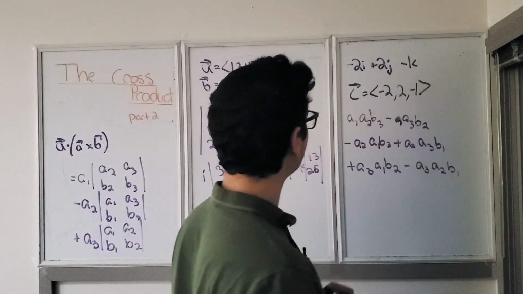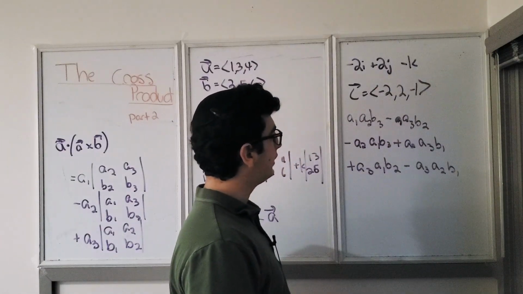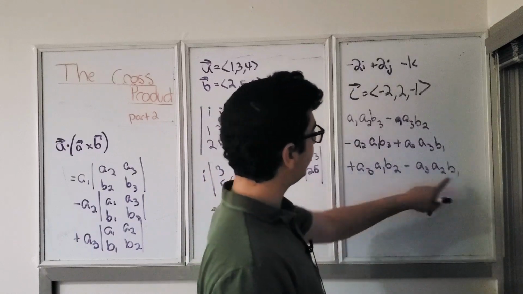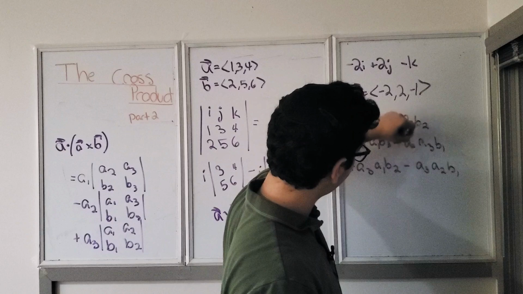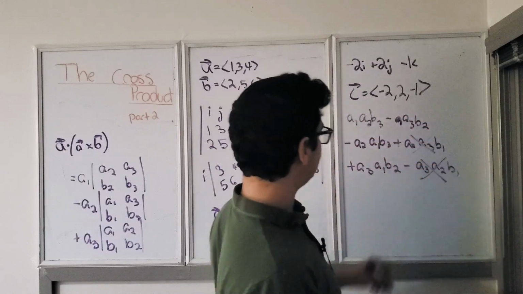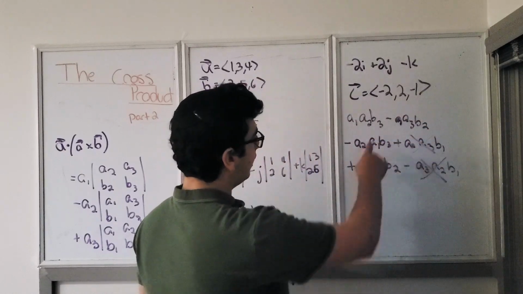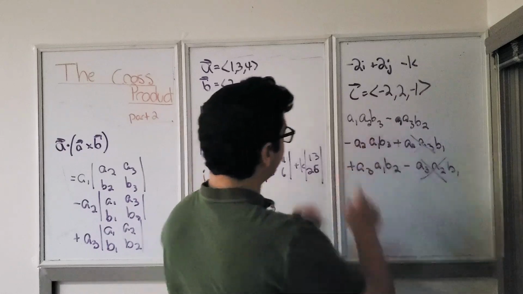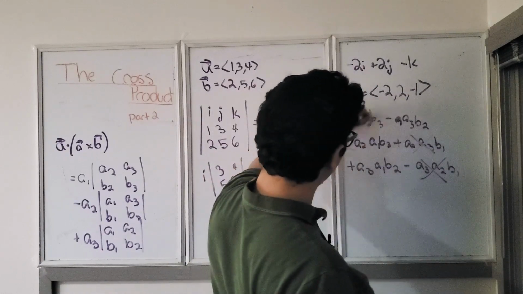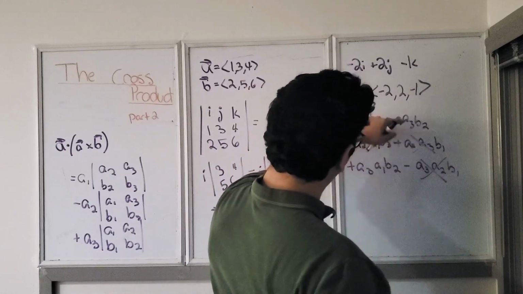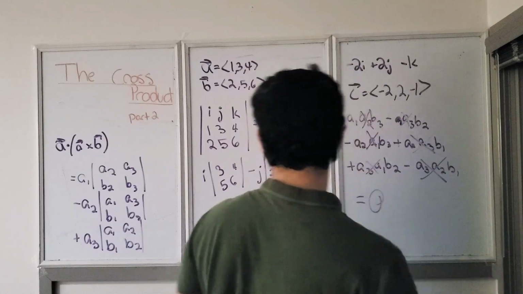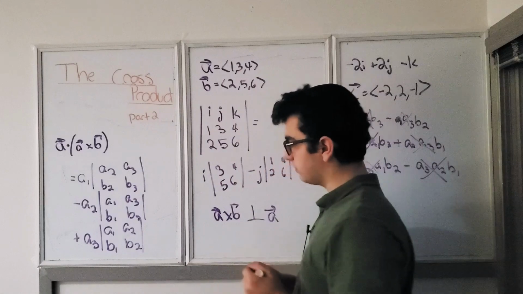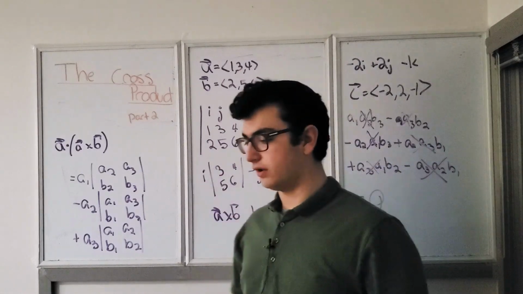And now I need to look for common terms. I see that I have matching terms up over here. That's a positive, that's a minus. I can cross them out. Looking for B3, I see that those two match over there. One's a positive, one's a negative. And then these two also match over here. So that ends up being equal to 0. So that right there just proved that the cross product holds true.